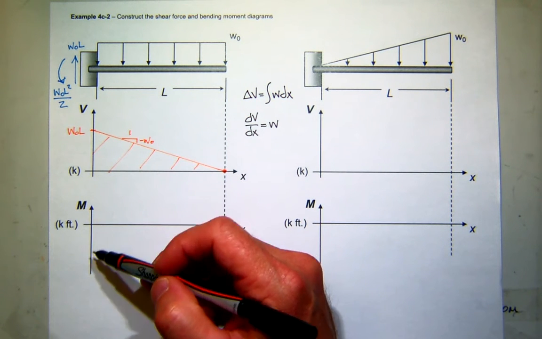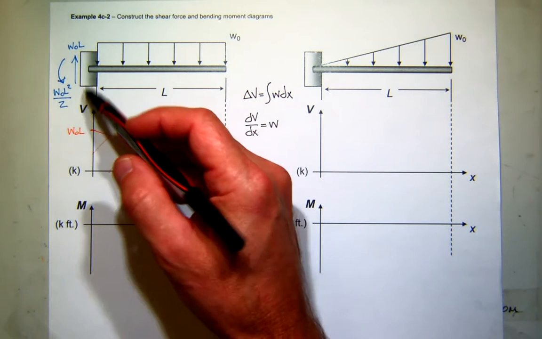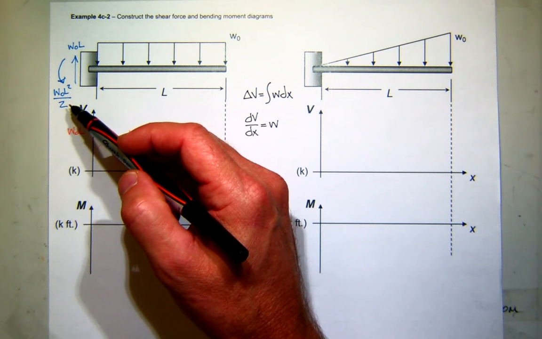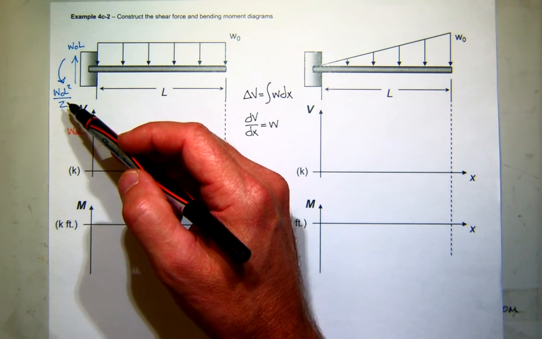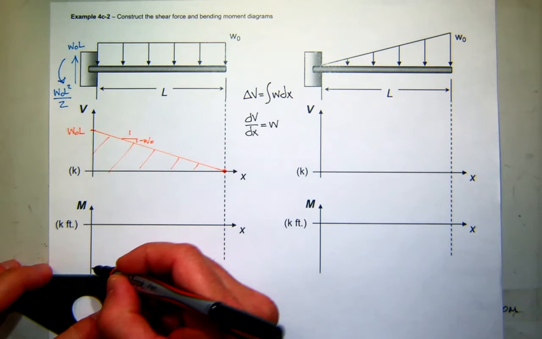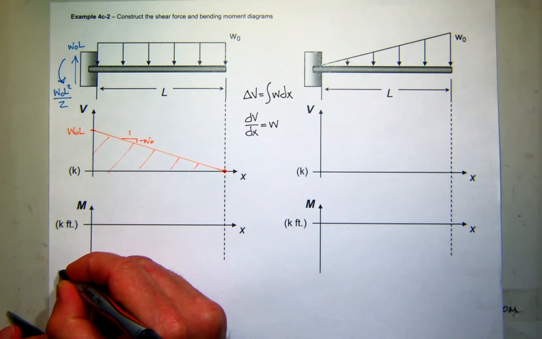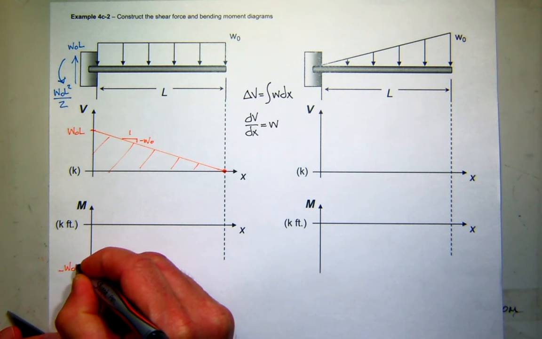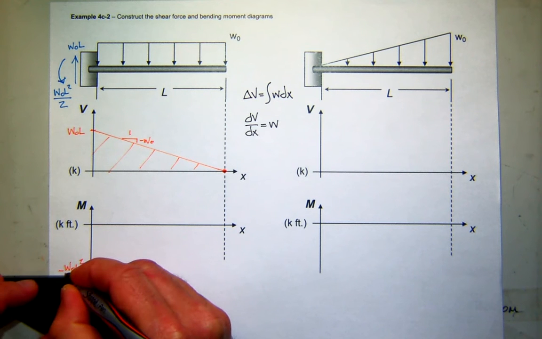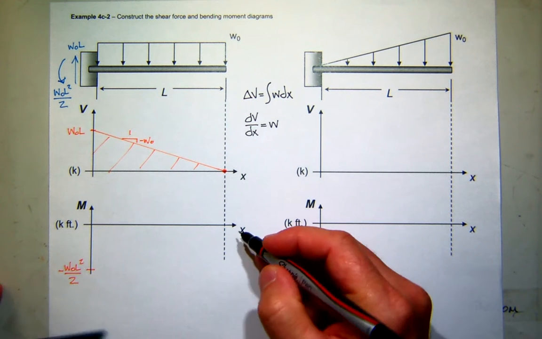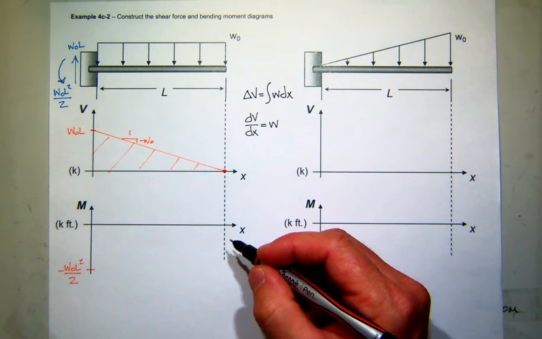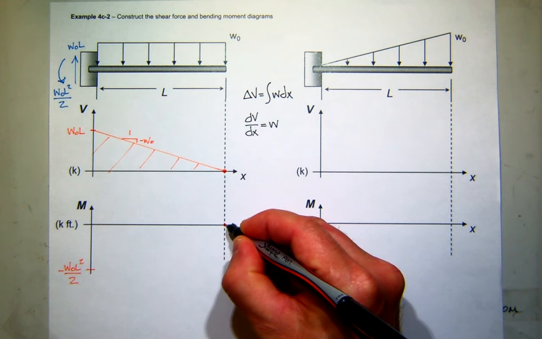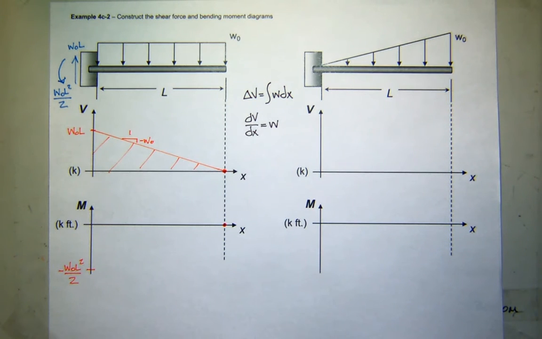What's the moment where we start? According to this, it's W naught L squared over 2. Is that positive or negative bending moment? Negative. What do you think the moment's going to be out here on the free end? 0. So let's see if we can make those two things match up.